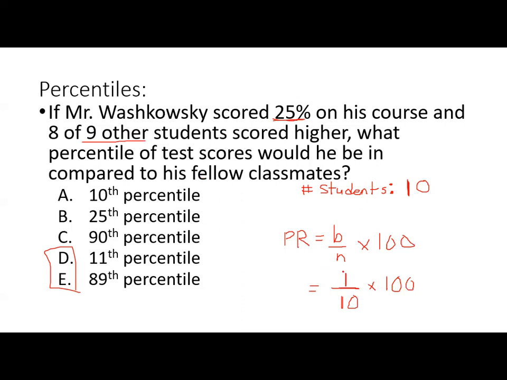Only 1 did, right? 8 of these 9 students scored higher. 1 of those 9, therefore, scored lower than me. So 1 person scored lower than me out of 10 people times 100. I'm going to be in the 10th percentile. The answer would be A in this case.